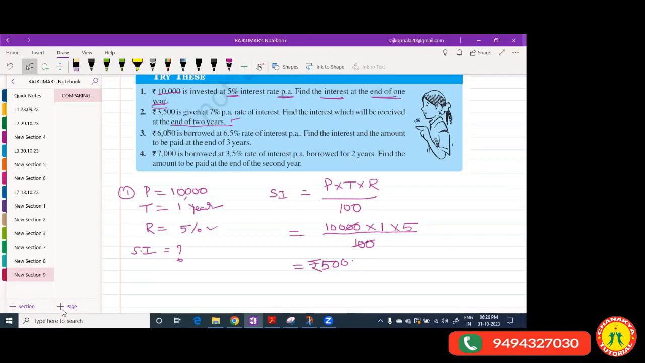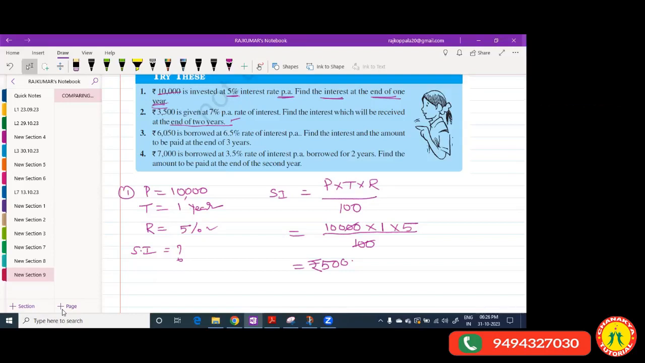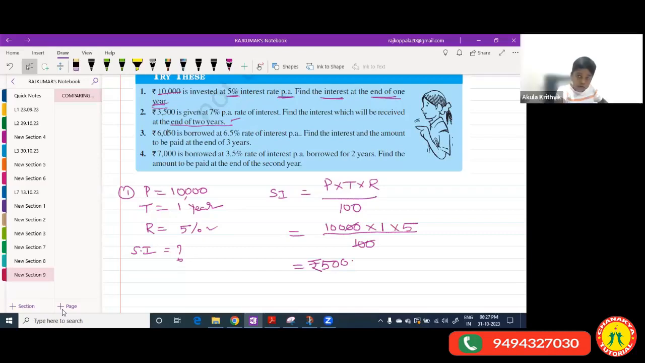Yes, sir, I'm solving the second. Yashwant. Anubhav, yes, sir, solving. Sir, I'm done with the first one. I'm doing the second one. The second one also you should solve. So second one done.